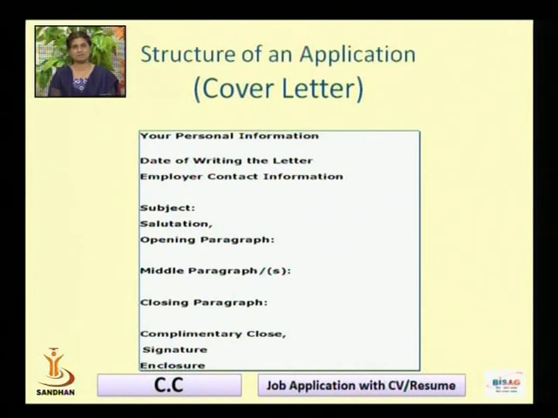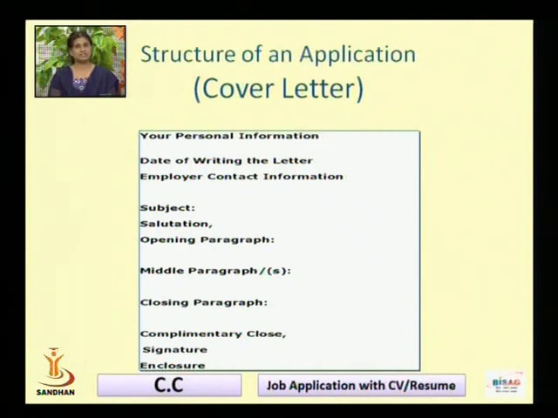The second part is the date of writing the letter. The third part is the employer contact information, that is the recipient's address. The fourth part is the subject. It is nothing but a phrase stating that this is the position or this is the vacancy for which you are applying. Then comes the salutation, the greeting with which you open the letter, and then you have the body of the letter, which is divided into opening paragraph, middle paragraph, closing paragraph.